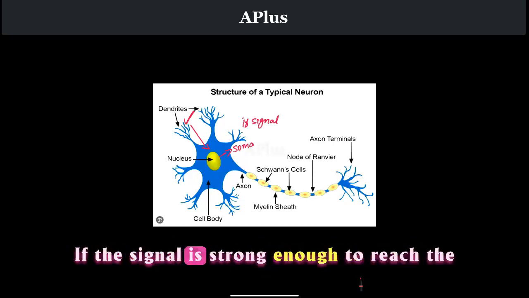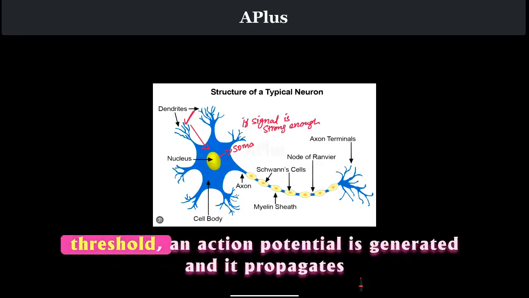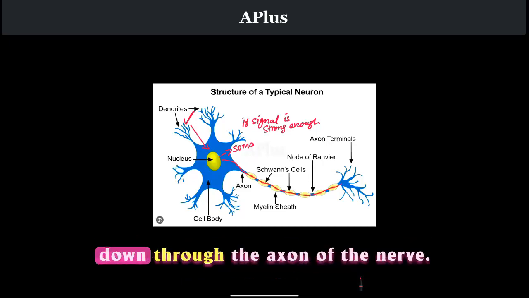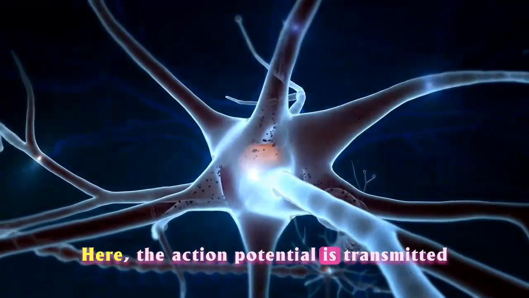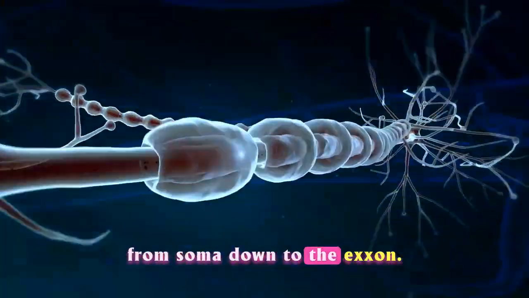If the signal is strong enough to reach the threshold, an action potential is generated and it propagates down through the axon of the nerve. Here, the action potential is transmitted from soma down to the axon.